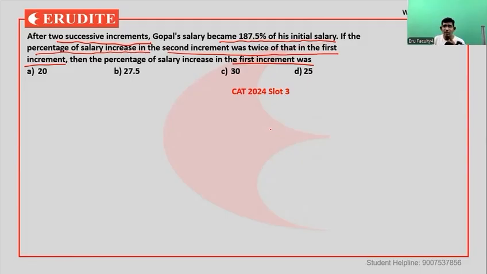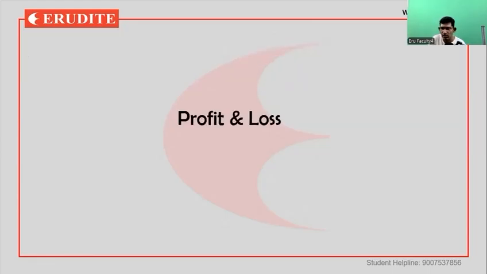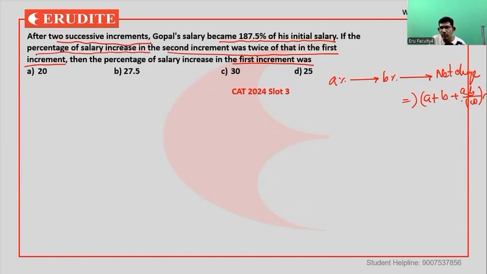Now, this is a basic example of very basic questions of successive increase. What is successive increase? We know if the first increment was A%, then it changes again by B%, then what is the net change? The net change is given as A plus B plus A into B by 100%. Okay, A into B by 100%.